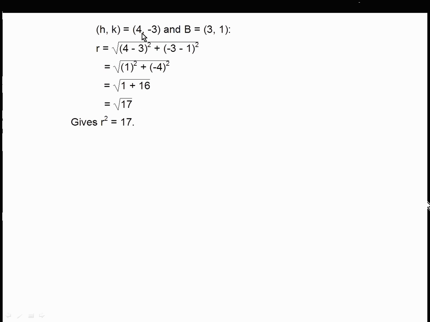Okay, here's our H, K. So if I look at my x minus h squared plus y minus k squared, minus a minus will be plus. So there's my circle. X minus 4 squared plus y plus 3 squared equals 17.